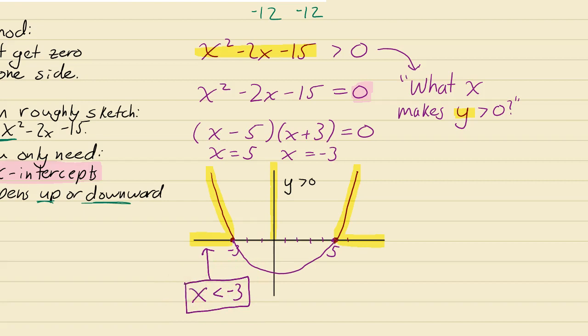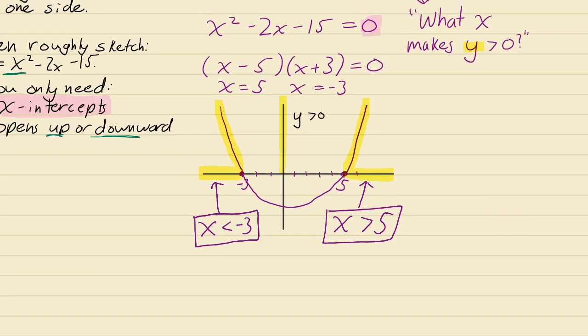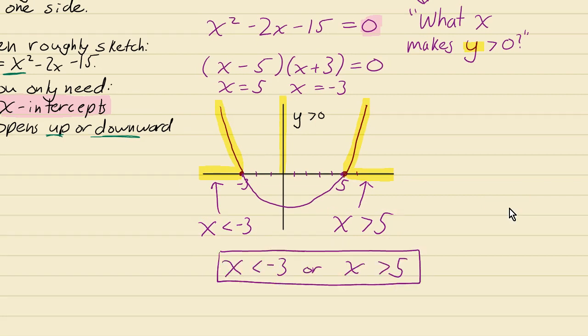That's one part of the solution. The other part of the solution is over here, numbers like 5.1 or 6 or 10, numbers that are greater than 5. So you write that as x is greater than 5. So you could actually just combine that into a compound inequality like so. And that's really the answer to this. It contains these two parts.